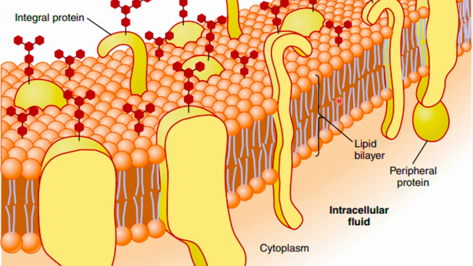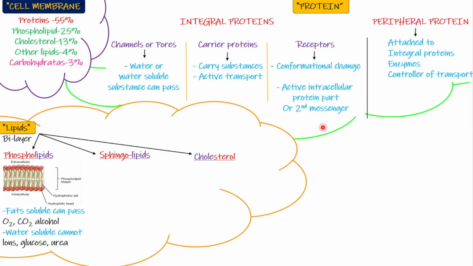Now the inside part is basically lipids and the outside part is basically phosphate. So the inside part is hydrophobic, as you know lipids are hydrophobic, and the outside part is hydrophilic, water loving. So what is the significance of this phospholipid layer? The main significance is that fat soluble substances can easily pass through this phospholipid bilayer.